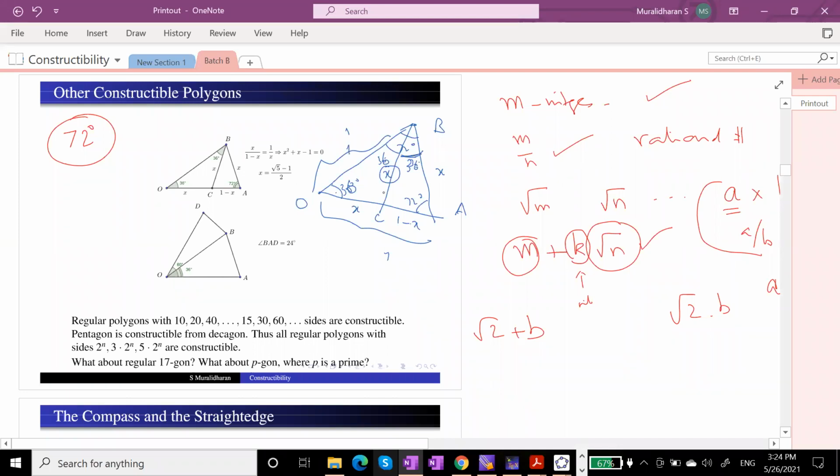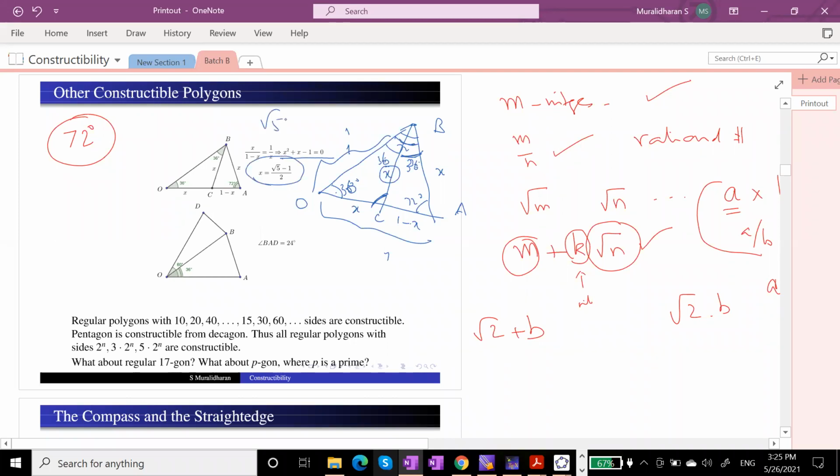And this is opposite to this 72 here, this angle here, which will be opposite to the same thing here. It will be x again here, because that's opposite to this one. That will be 1. That means x by 1 minus x is 1 by x. So if I just multiply it out, I get x square plus x minus 1 equal to 0. So x is root 5 minus 1 by 2.